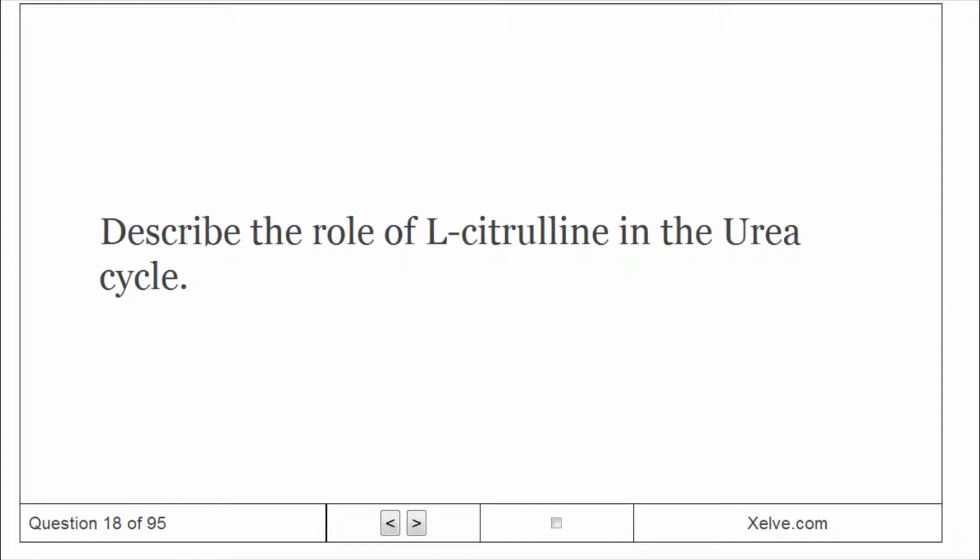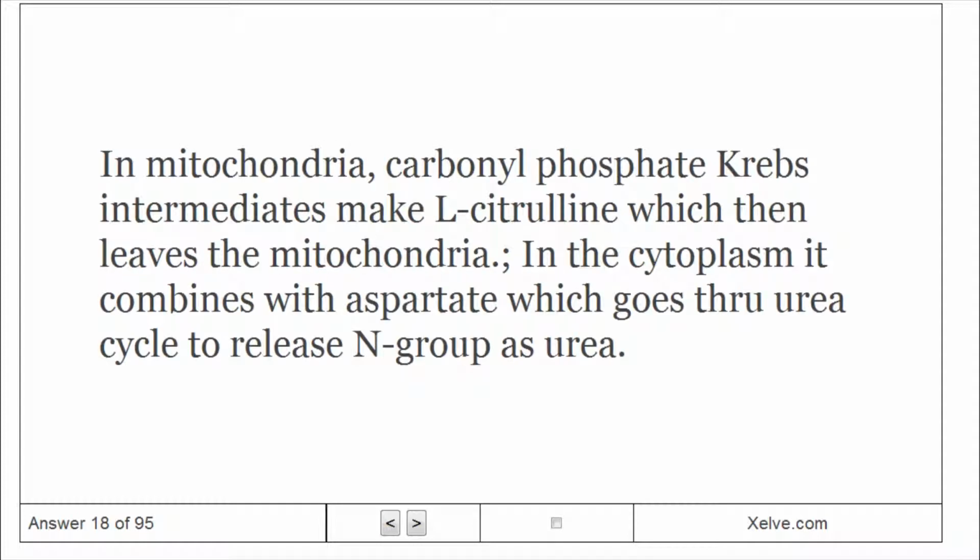Describe the role of L-citrulline in the urea cycle. In mitochondria, carbamoyl phosphate and Krebs intermediates make L-citrulline, which then leaves the mitochondria. In the cytoplasm, it combines with aspartate, which goes through the urea cycle to release the N group as urea.